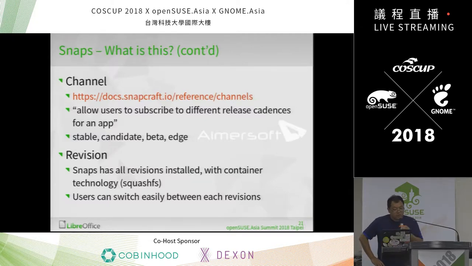Revision is another powerful system. Snap has all revisions installed in this master system, with container technology. So the user can switch easily between each revision. For example, you can revert to the older version if a newer version has some serious problem. It's very easy to switch.